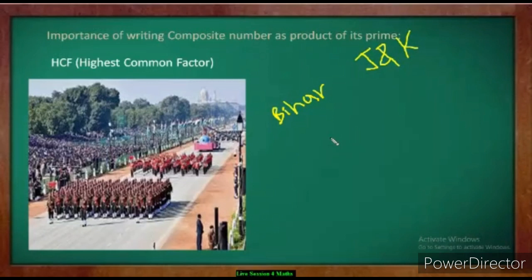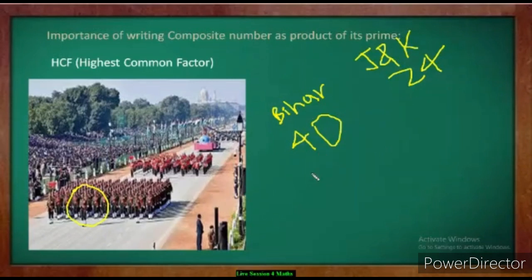Now let's say 40 soldiers are selected from Bihar and 24 soldiers are selected from Jammu and Kashmir. They came to the training camp and this is the leader. The leader is not counted here.